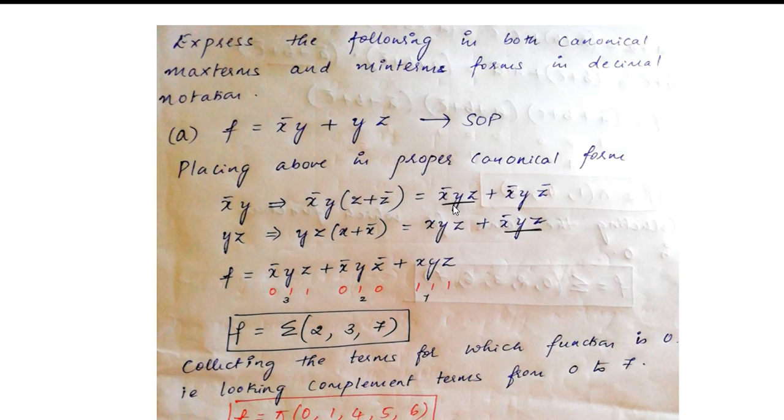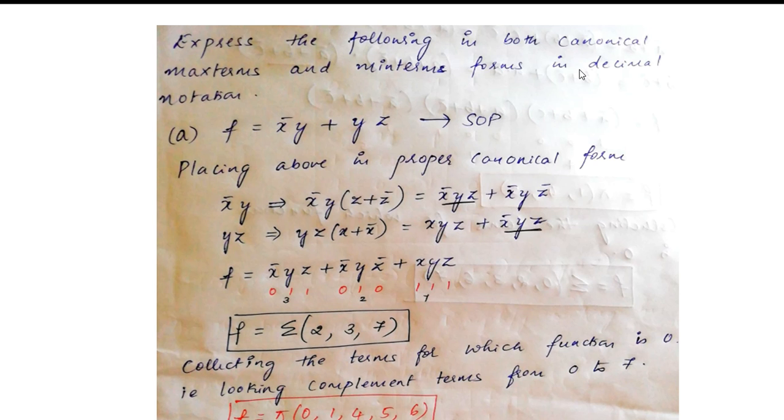Okay, now among these two terms, say x complement yz are common terms, right? Not common, it is repeated. So you consider any one to write the final expression. F is equal to this. This is the final expression.